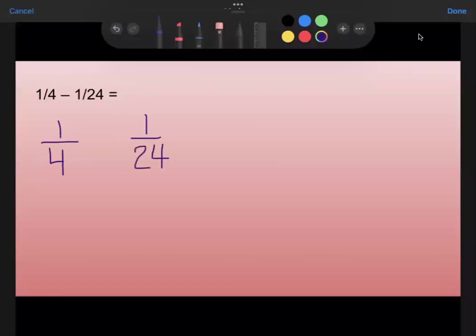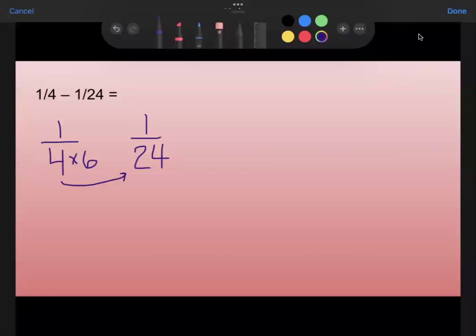Perfect. Okay, so now what I'm going to do is I need to change these fractions so that they both have the same denominator. So the first thing I'm going to do is check with the smaller denominator, which is 4, to see if I can multiply it to get the larger denominator. And in this case, I can, because I can multiply 4 times 6 to get 24. So that's good news because that means I only need to change one of the fractions.